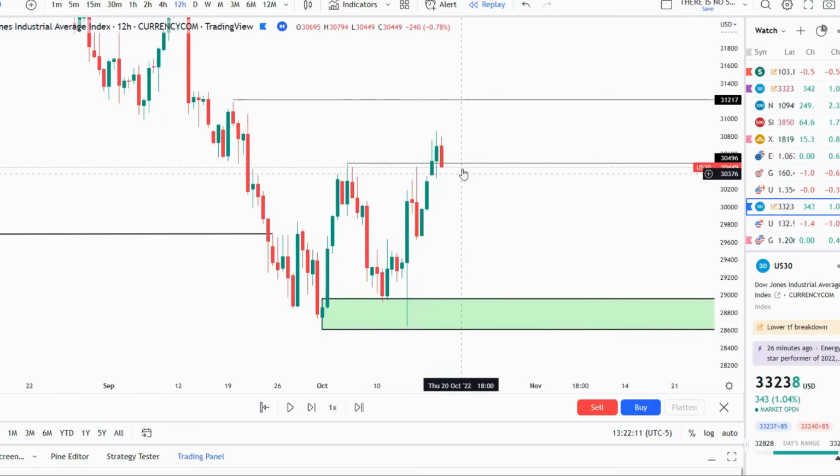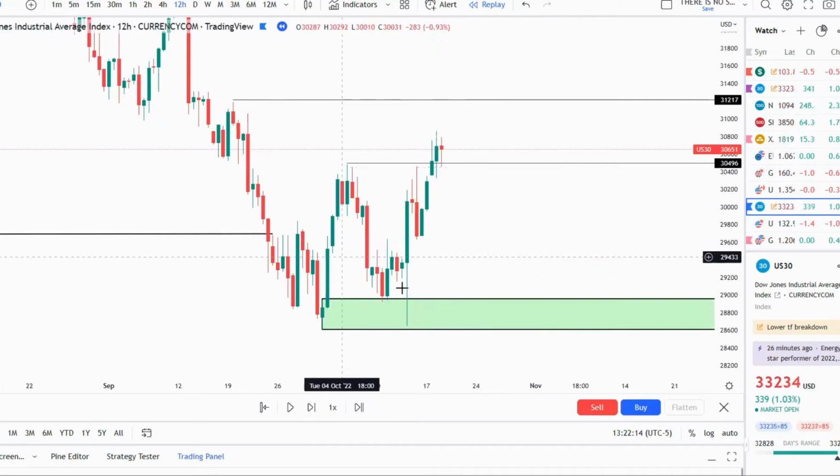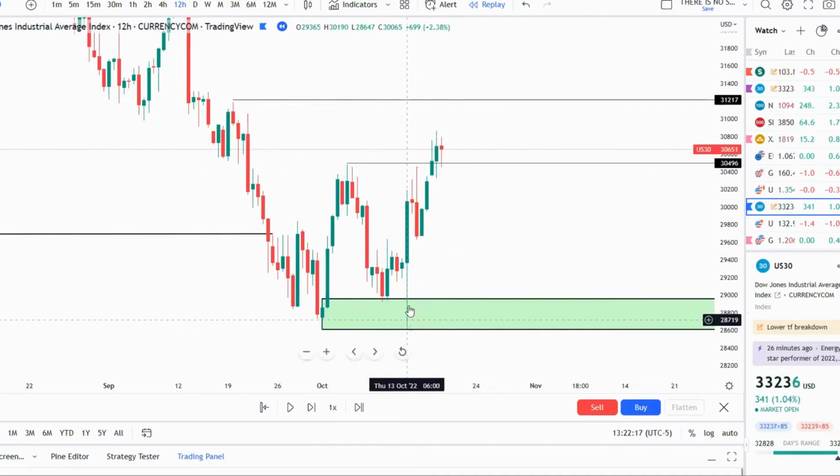So if you were just aiming for the nearest high here, you would have gotten in on this day, and then it would have taken you, let's see, 1, 2, 3, 4, 5, 6 days to get to this first high. So within 6 days, it would have taken you to enter this trade and then to get to the next high. Okay, 6.